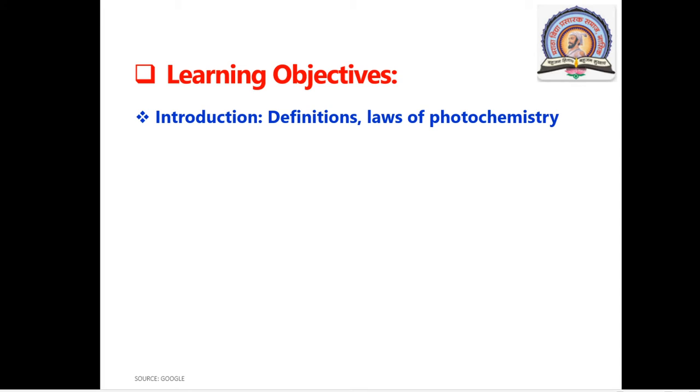At the end of this lecture, you will be able to understand what exactly photochemistry is, and also the laws of photochemistry. There are two main laws of photochemistry, Grotthus-Draper's law and Einstein law. Also, the types of photochemical reactions. There are different types of photochemical reactions. One by one, we will see those types.